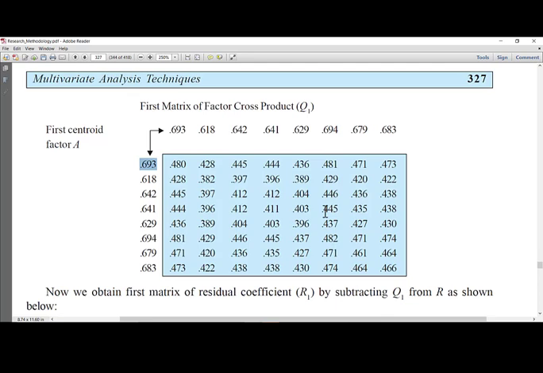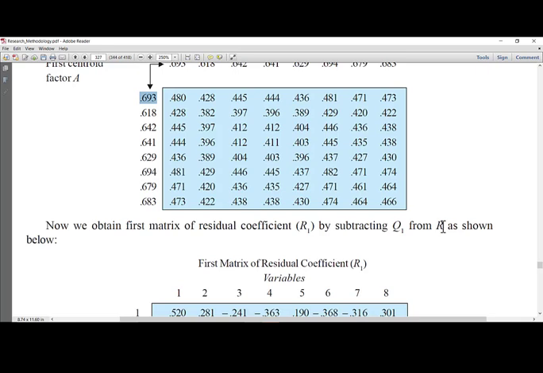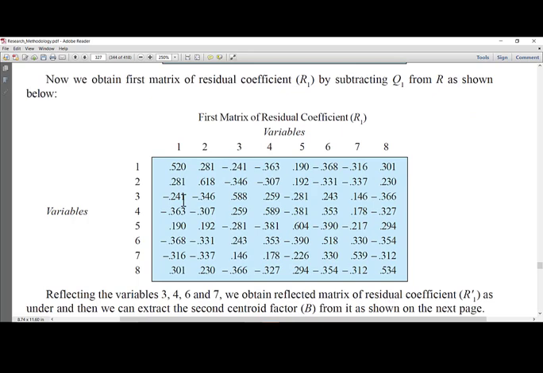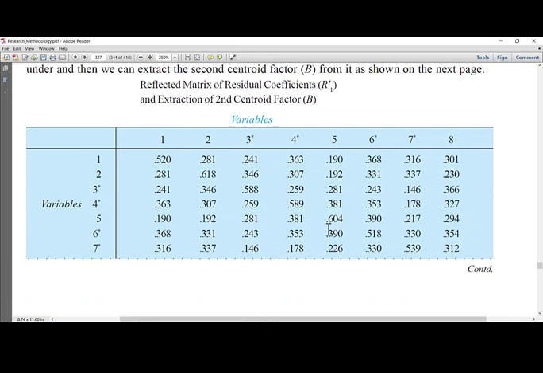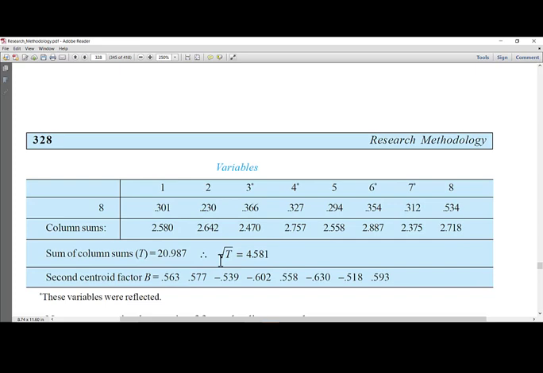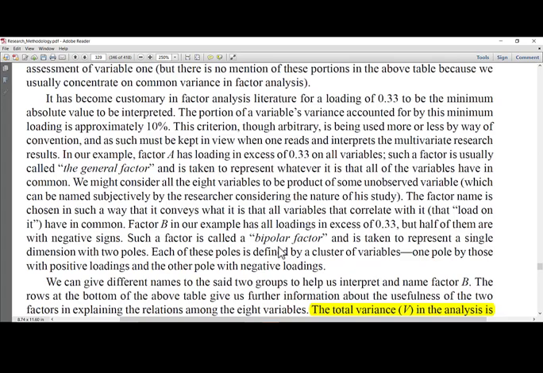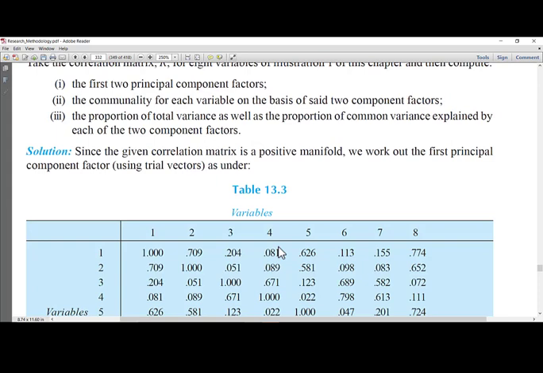Then Q1 is subtracted from correlations matrix R to get the matrix of residual coefficient R1. And after obtaining this R1, we find out if any minus signs are there for the variables. If minus signs are there, we convert those into plus signs. And then that is called reflected matrix R1 dash. Then once that R1 dash is obtained, we calculate the column sums. And after calculating the column sums, we go to our principal component method procedure. That will be similar to this.